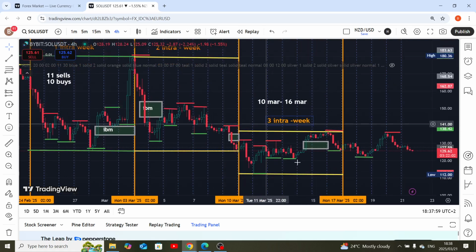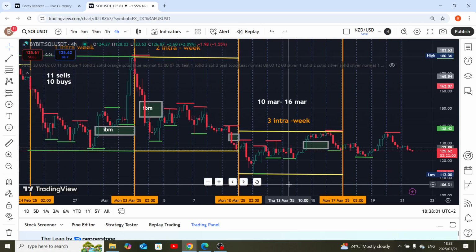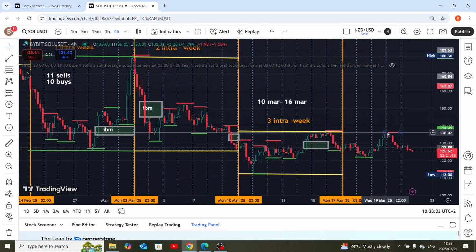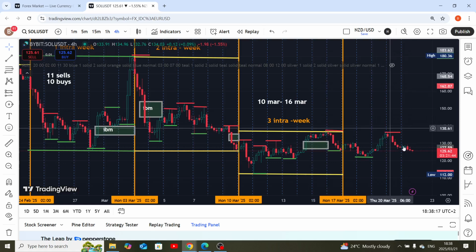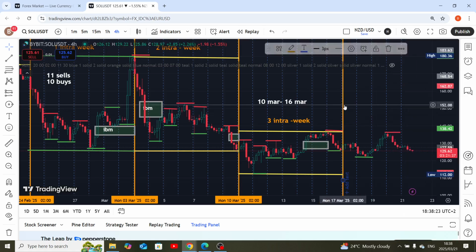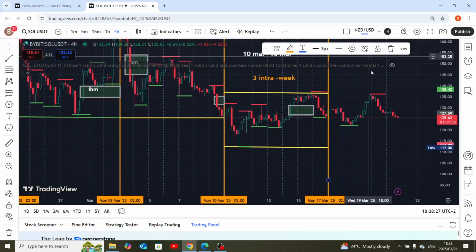On this third intro week, I won't discuss too much. You can actually see at the price of 136 US dollars that institutions came and activated this pending order, and then the market became bearish. So this was an opportunity for you to sell Solana. You could have made tons of profits. Remember, this is a 4-hour time frame, guys, so you'd have made something here.